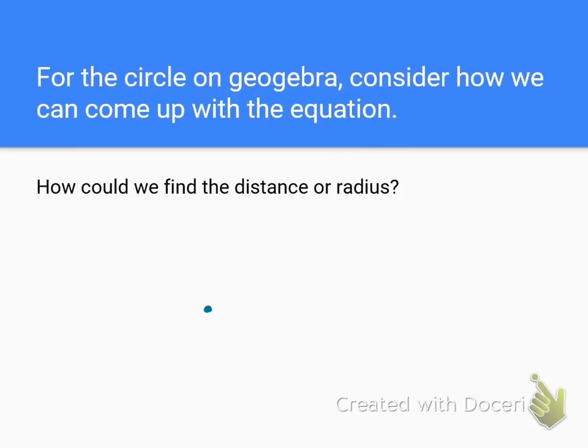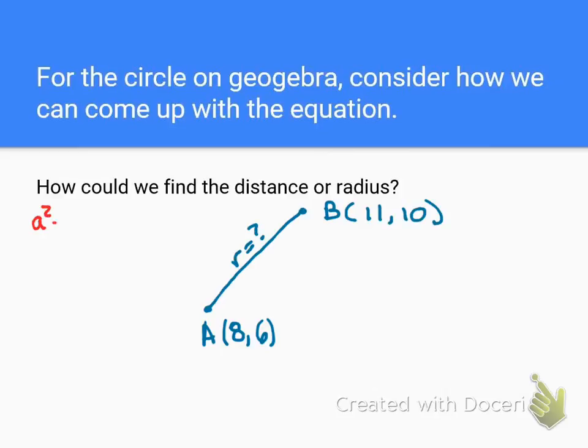Okay, so on GeoGebra we had this point A at (8, 6), and then we stopped B when it was (11, 10), and we were trying to find this distance in between. So in class we thought, hey, we could use the Pythagorean Theorem. We all remember that: a squared plus b squared equals c squared. But we don't really have a triangle here, right? We need to create the triangle. So we're looking for this distance and this distance. We can find those by subtracting the x-coordinates and the y-coordinates.